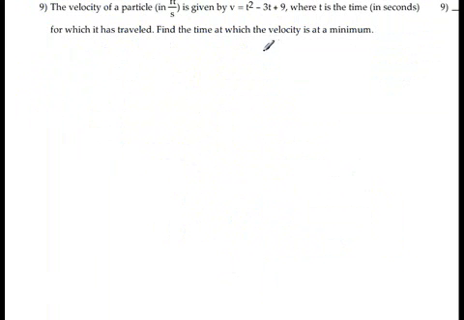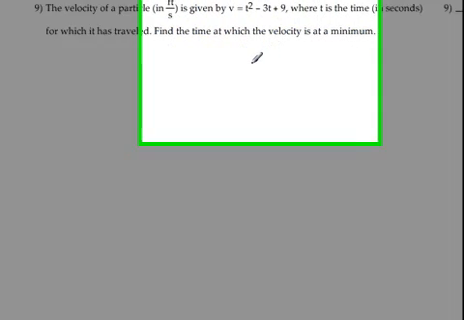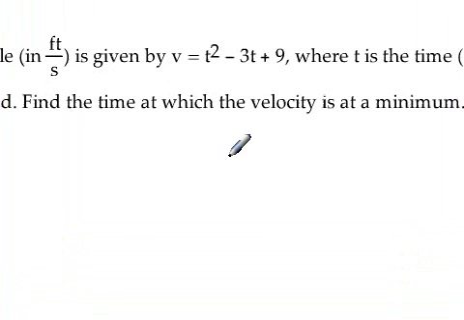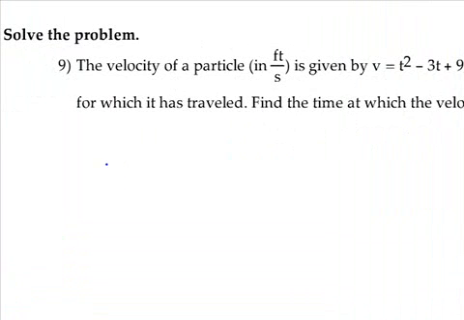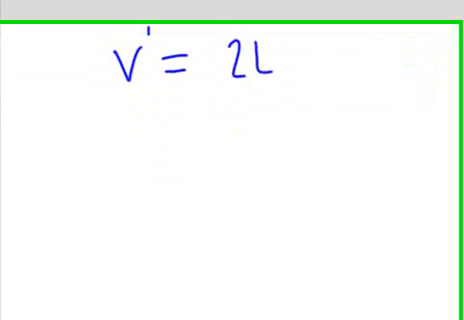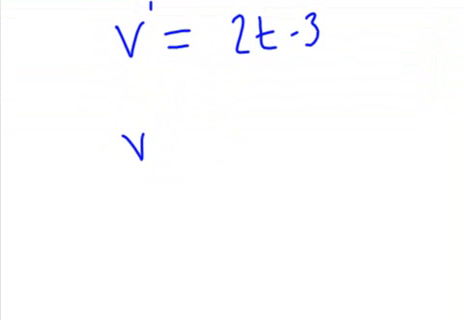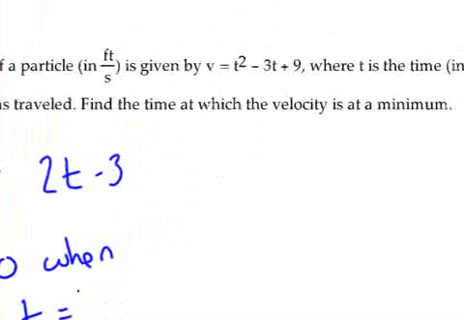Number 9, we're given a velocity of a particle, t squared minus 3t plus 9, and we're asked to find the time at which the velocity is a minimum. So let's go ahead and find the derivative, try to minimize this function. So we get 2t minus 3. This only equals 0 when t is equal to 3/2.